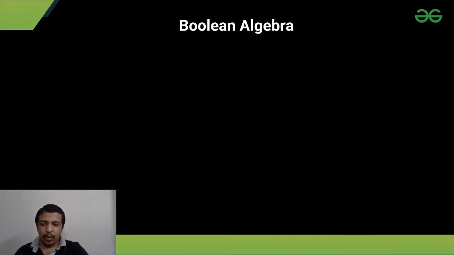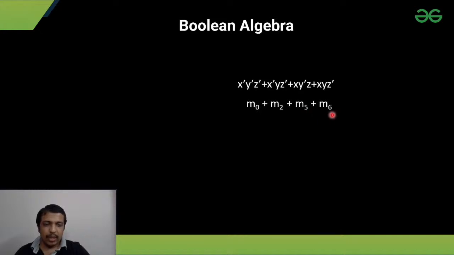So let us have a relook at the expression that we have derived for the sum of product form. Earlier we had derived this particular expression, and we said that all these terms x bar yz, x bar yz bar, x y bar z, x y z bar, all these are known as min terms, and these can be written as m0, m2, m5 and m6, or in the other way as summation of m0, m2, m5, m6.